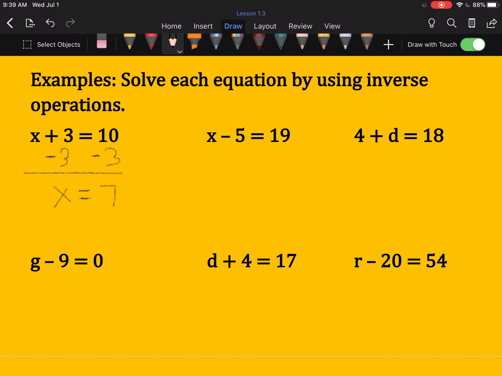Okay. Just like in this next example, we could look at this and say, okay, so I've got to take 5 away from something, and that'll get me 19, so that must be 24. If I take 5 away from 24, I'll get 19.